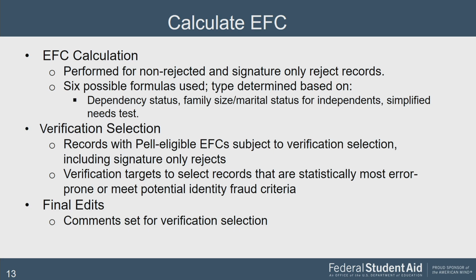But anyway, with verification selection, records that are Pell eligible with Pell eligible EFCs are subject to verification selection. There are two reasons why a record would be selected for verification. The most common reason is because that record met conditions that we've determined are likely error prone. In other words, we do tons of analysis on data. We watch correction behavior, we watch the timing of when corrections are made and the different combinations of the types of corrections that are made, and we can identify records that likely have an error prone issue.